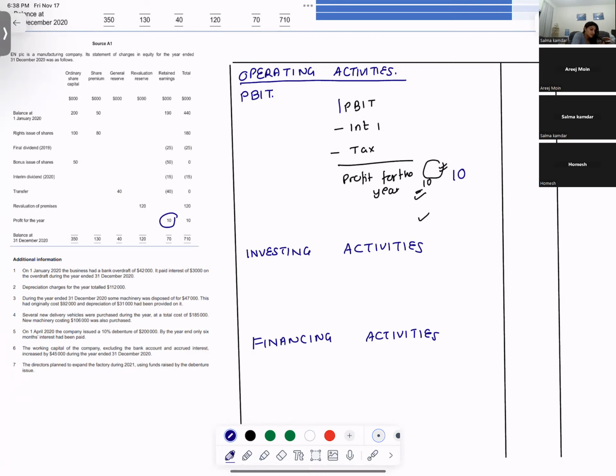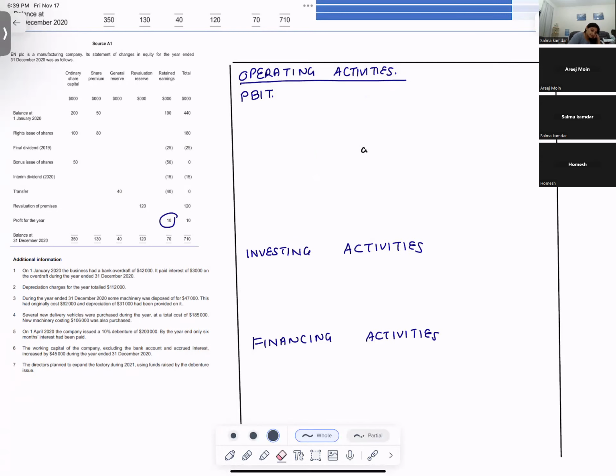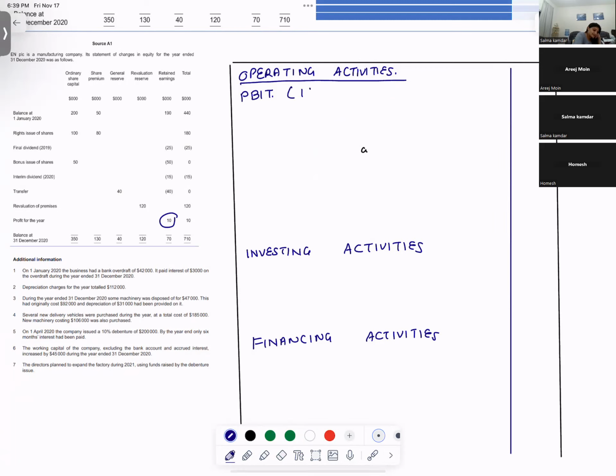But I want which profit? I want the profit before interest and tax. So what will I do? I will add interest, I will add tax. Going from down to up, I will add the interest, I will add the tax. So tell me what will be the profit before interest and tax? This profit for the year is there. In that you will add the interest, add the tax. So 10 is profit for the year.